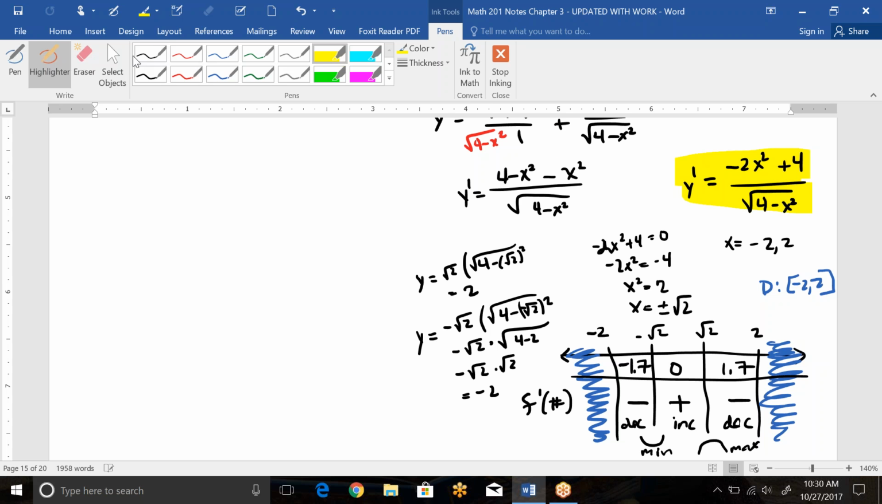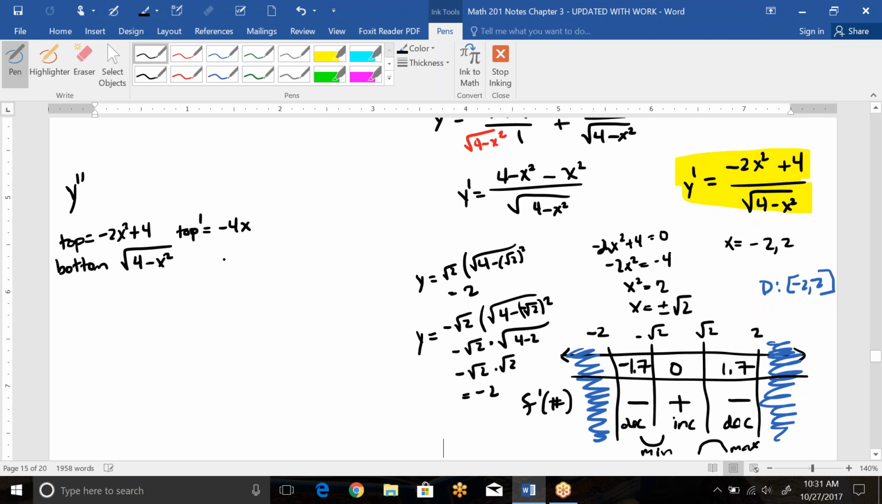Okay, so when we go to take the second derivative, which I'm going to do over here, we're going to be doing a quotient rule. So the top was negative 2x squared plus 4. So top prime is just negative 4x. The bottom is, remember, square root of 4 minus x squared. So the bottom prime would be 1/2 (4 minus x squared) to the negative 1/2 times the negative 2x. So again, it's still the negative x over the square root of 4 minus x squared.